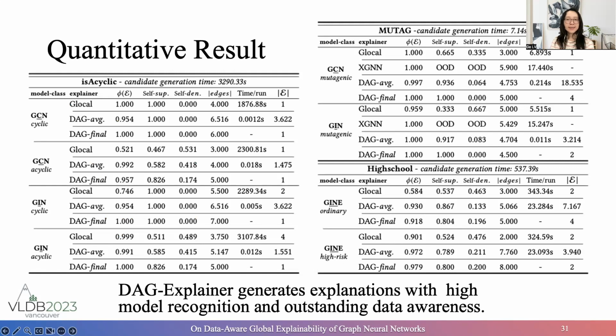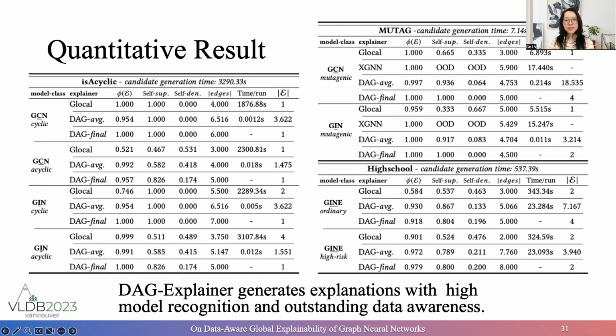On the acyclic and mutex datasets, all of the final outputs of our method have a prediction score of 1, and it is greater than 0.9 on the high school dataset as well. The data awareness level is affected by the original graph data distribution, but our explainer has at least 0.8 self-support on the 3 datasets, and mostly it is 1.0.